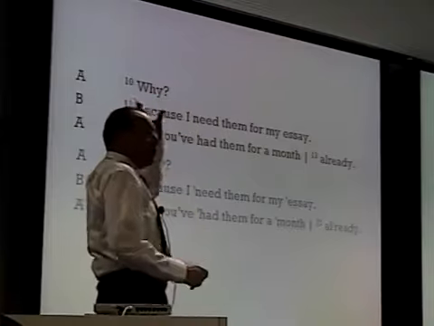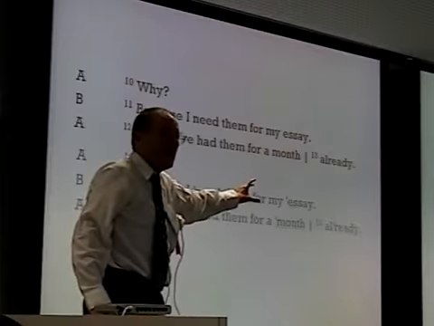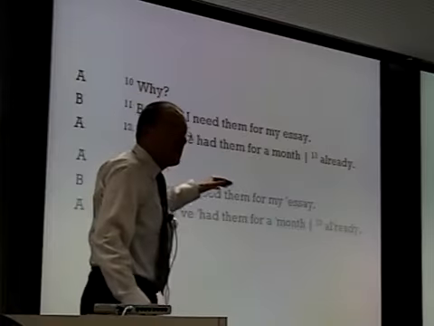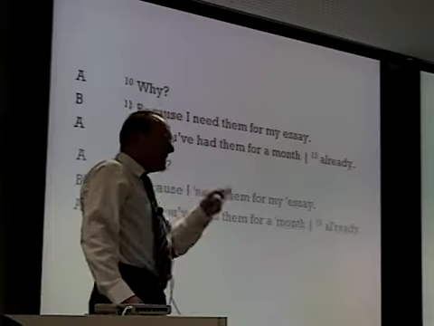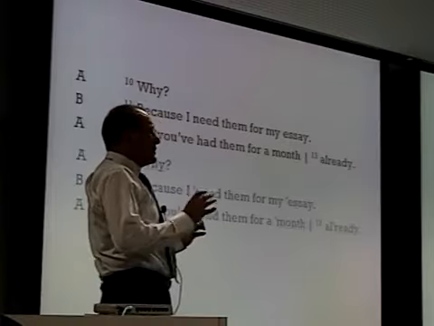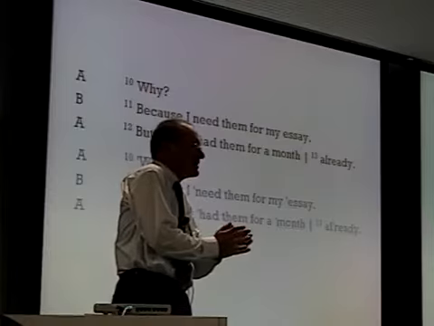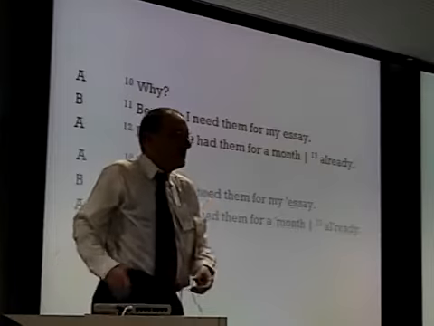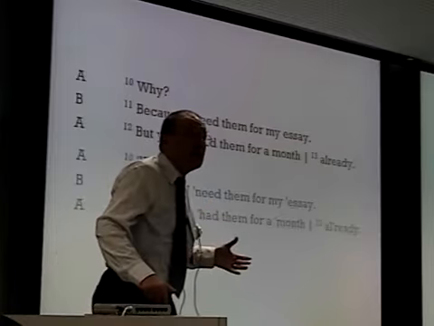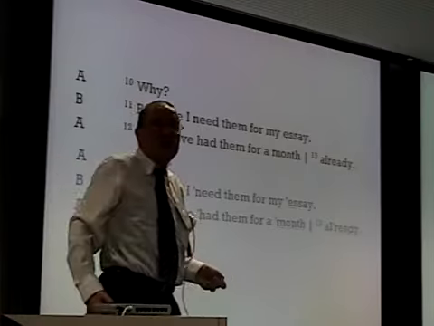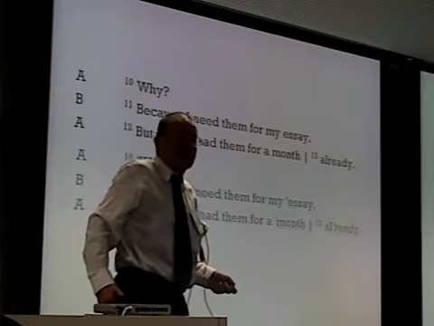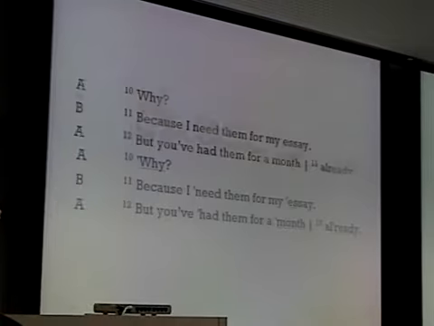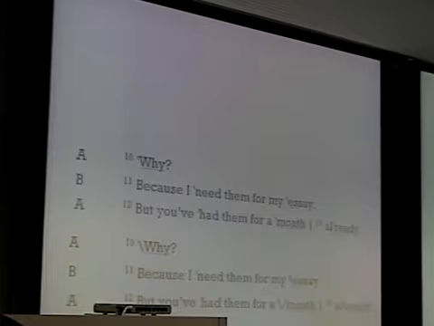Alternatively, we treat the already as the main part, and we then use the pattern of a fall-rise and a fall. But you've had them for a month already. That, I think, is a bit better because the fall-rise also draws a contrast. That's one of its main meanings, a contrast between what is and what isn't. You've already had them for a month, contrasting with some shorter period which might be tolerable, but you've had them for a very long period. You've had them for a month. Then we have our fall, already. And that's what I chose.